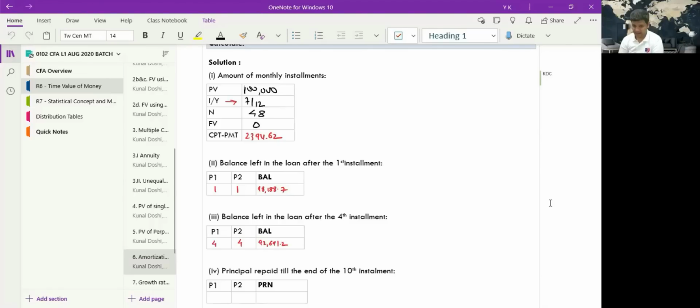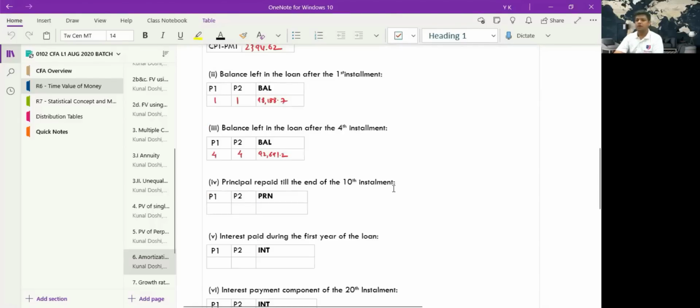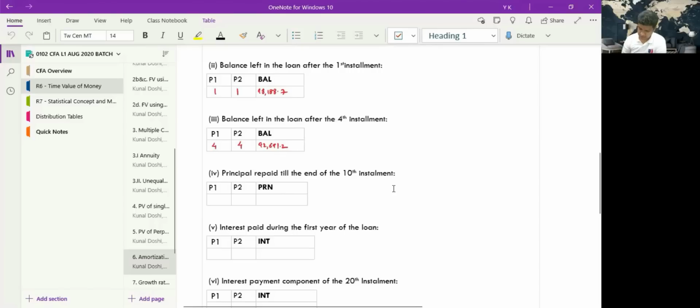Now comes the interesting thing. Principal repaid till the end of the 10th installment. What is the P1 that you will put? 1. Very good. And your P2 will be 10, because they have not said principal repaid on the 10th installment. They have said principal repaid till the 10th installment. Got it, everyone? So it will be a summation of all the principals. Yes. Anyone with the answer?